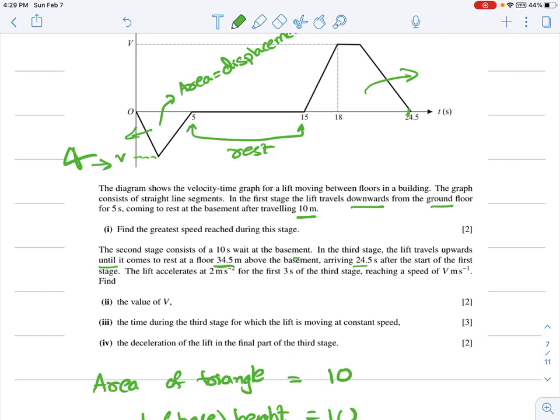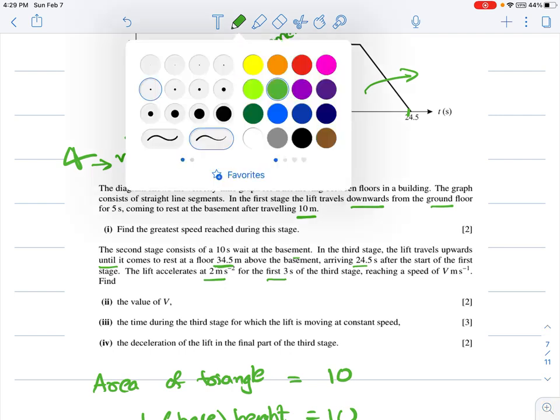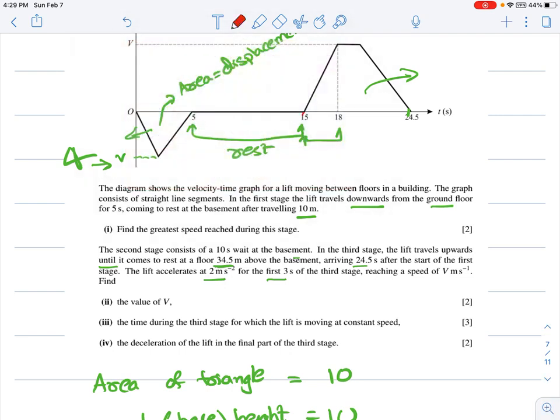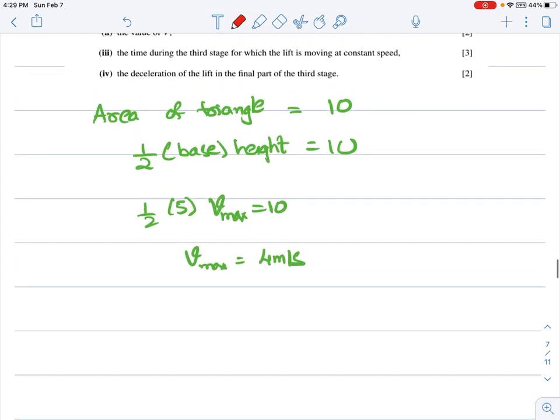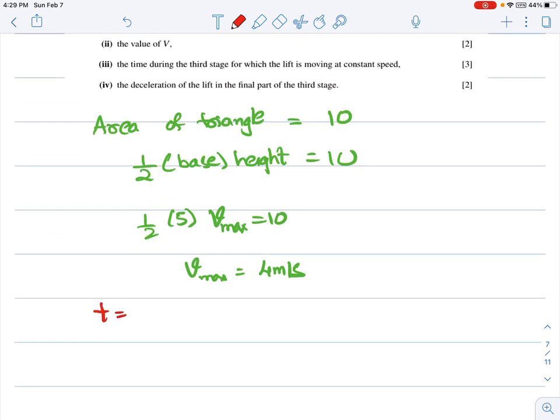The acceleration of the lift is 2 meters per second squared for the first 3 seconds, that is from 15 to 18, reaching a speed of v. Over here he's used a v. Find the value of v. So we can see that from 15 to 18, how much is the duration? 3 seconds, right? So time is equal to 3 seconds.